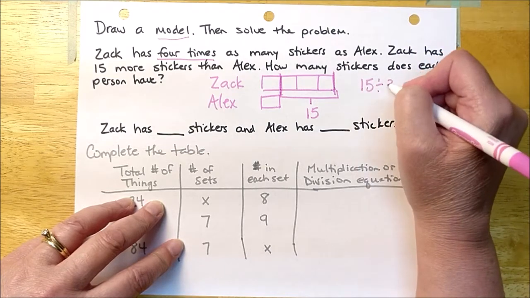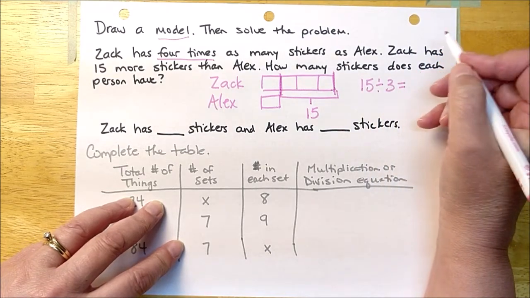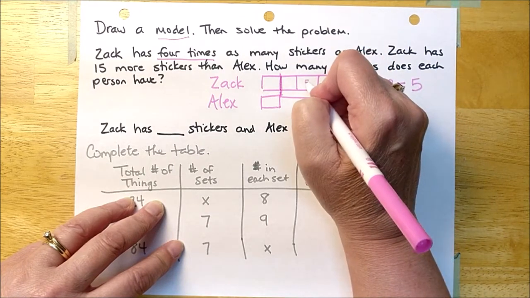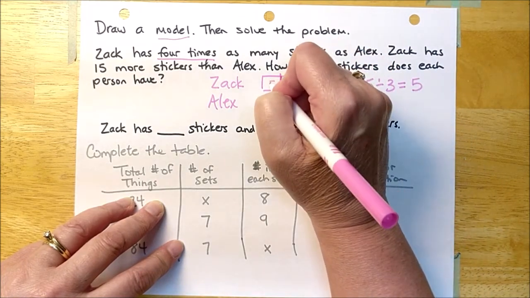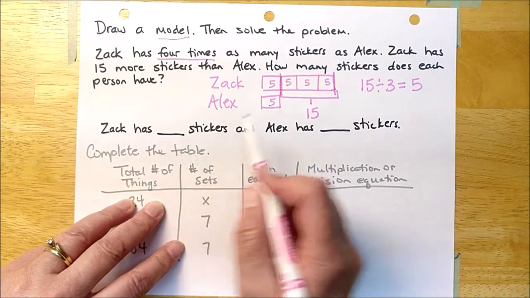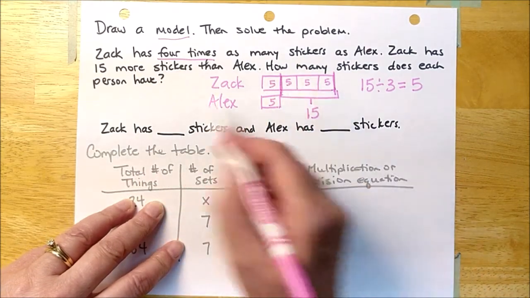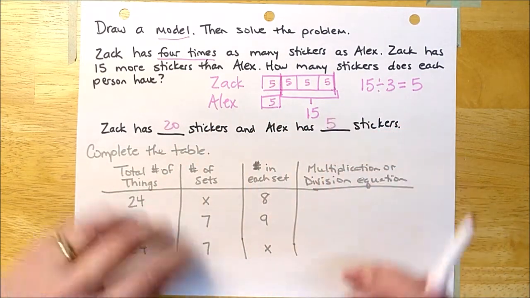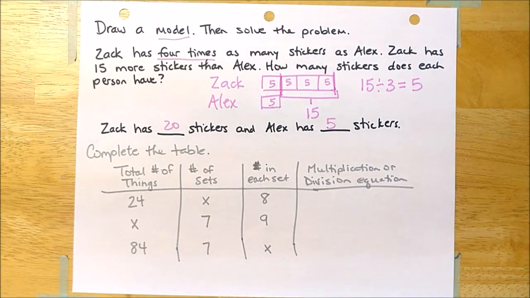So 15 divided by 3 equals 5. So that means this is 5, this is 5, this is 5, that's 5, and that's 5. So Zach has how many stickers? 5, 10, 15, 20. Alex has 5 stickers. Done. All right, last question.